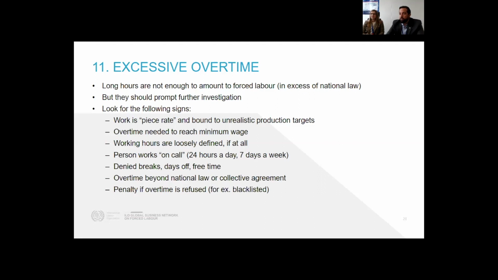We have seen cases of workers who worked 7 days a week, 12 to 14 hours a day, overtime beyond national law and collective agreements, and also penalty if overtime is refused, for example, blacklisting workers.